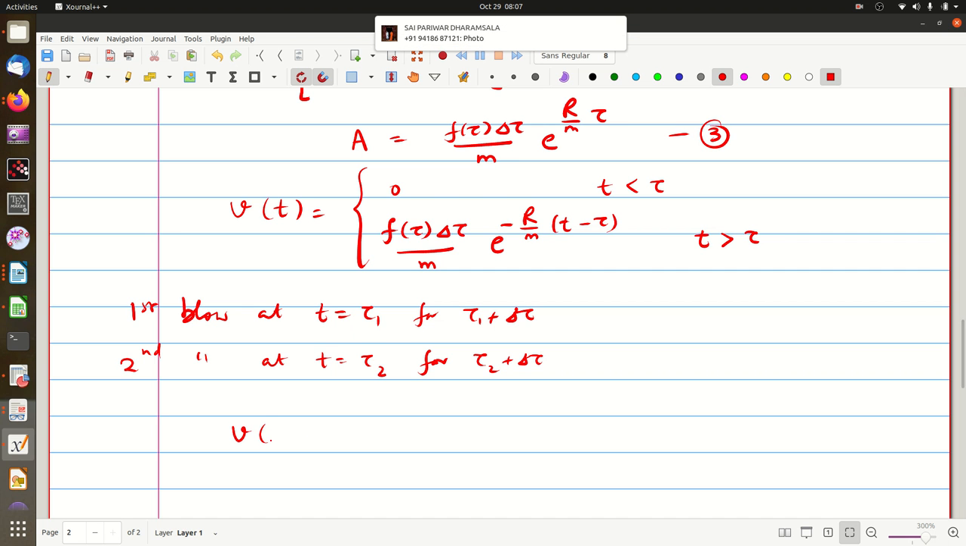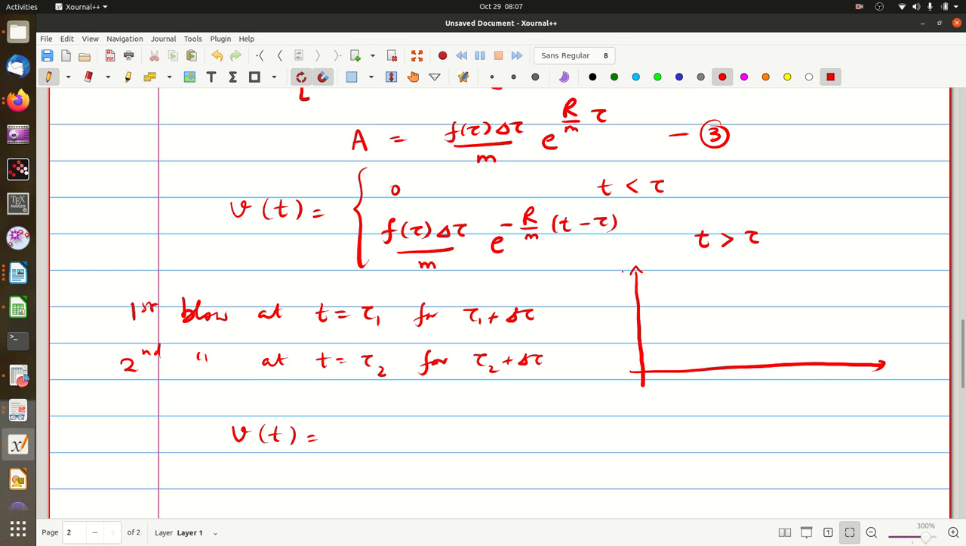So v of t in that case would be, what we have seen, basically 0 up to time t equal to tau 1, and then you are given an impulse. So it starts falling down. At some time t equal to tau 2, before it has completely come down to 0, you gave it another impulse. So again it goes down like that.